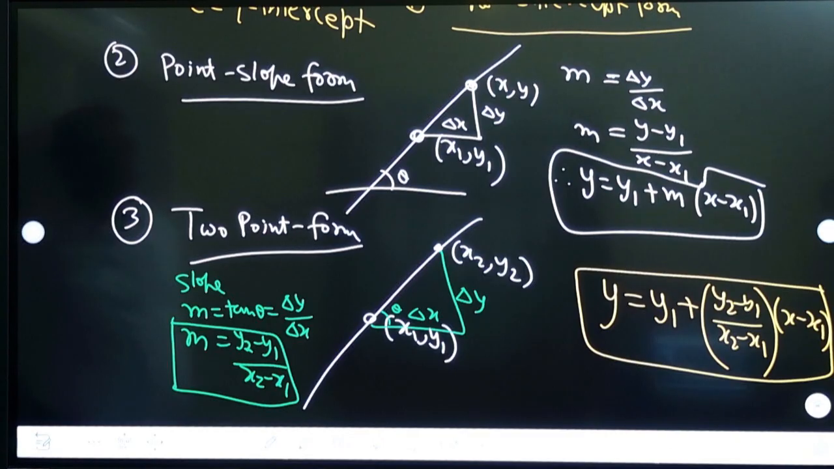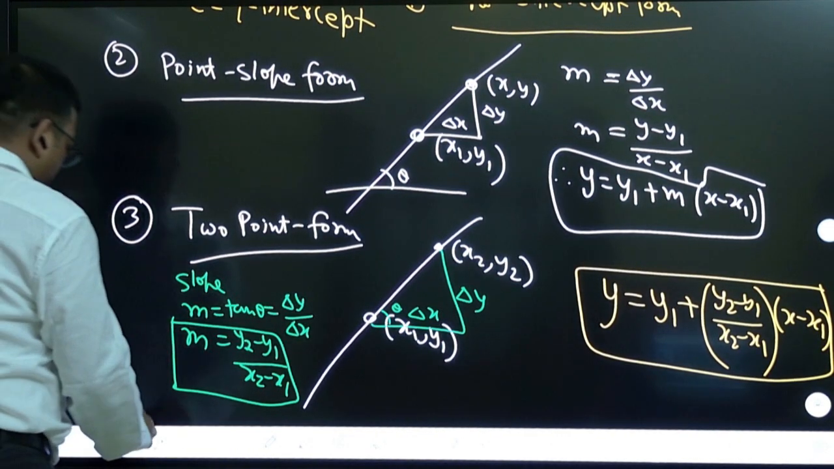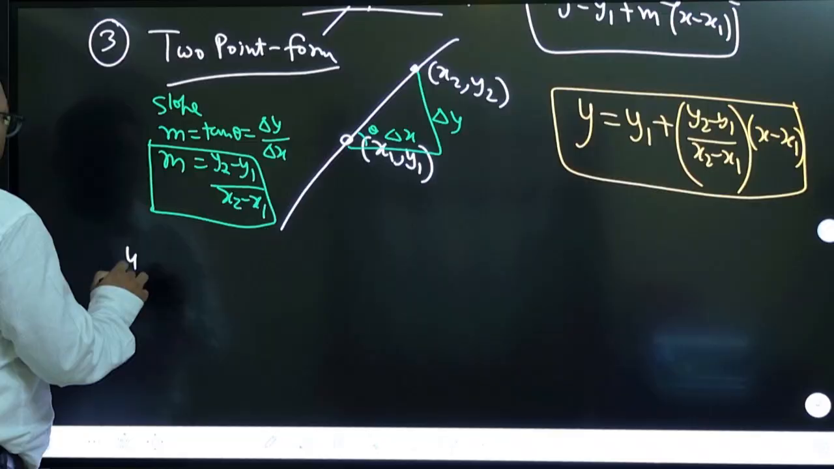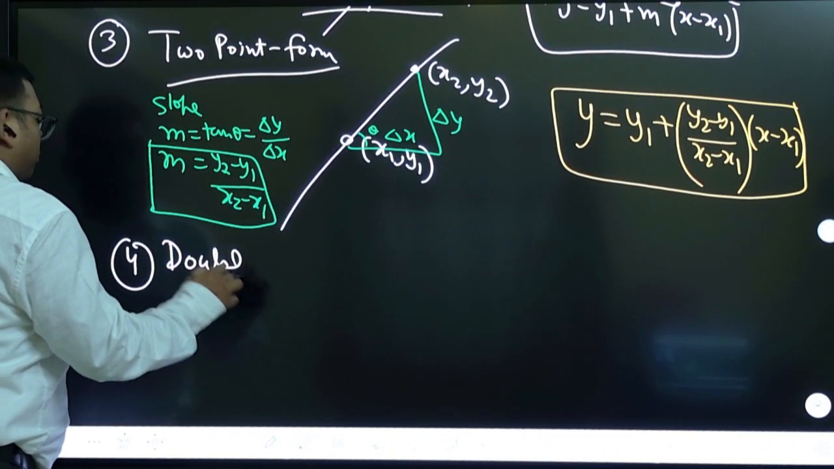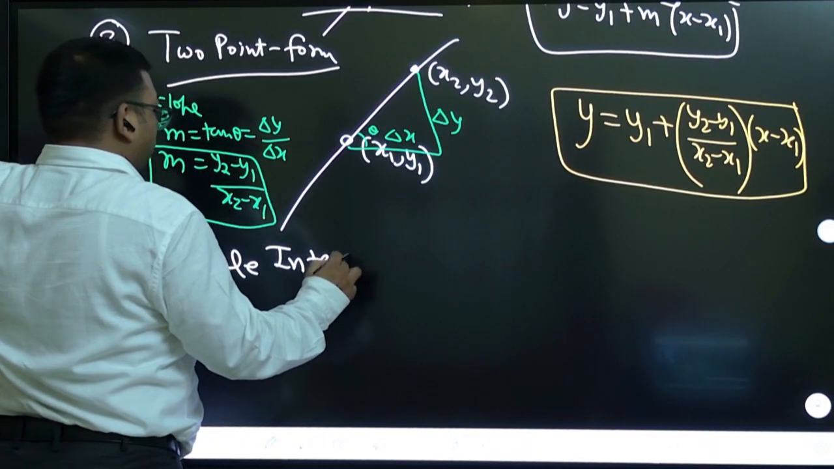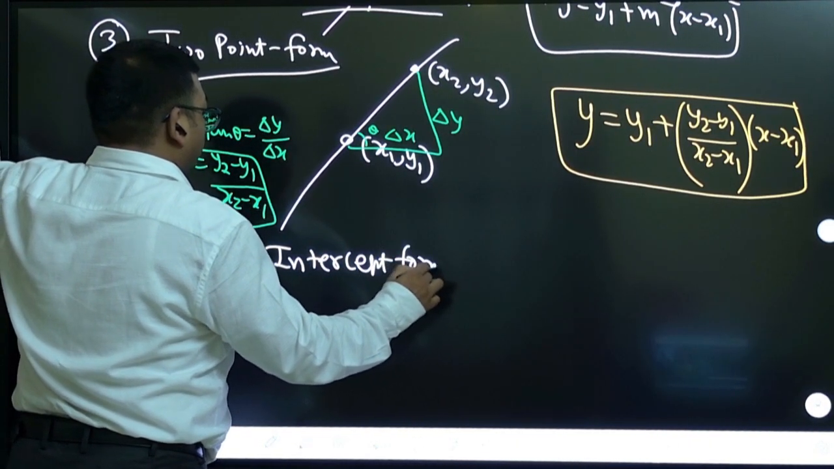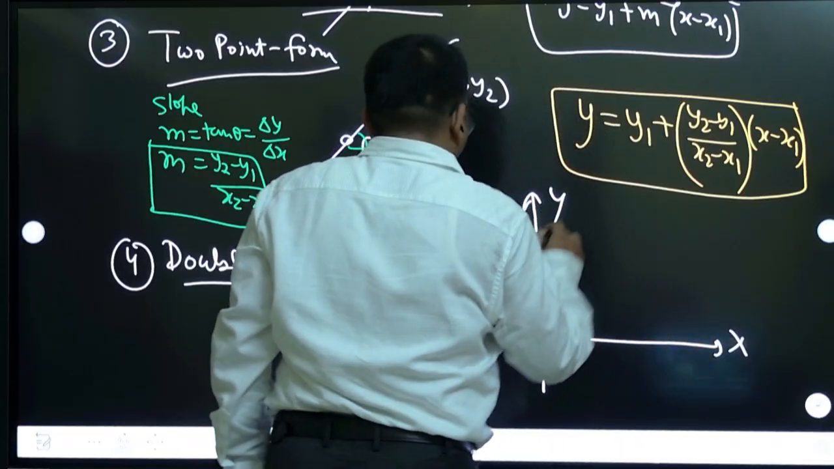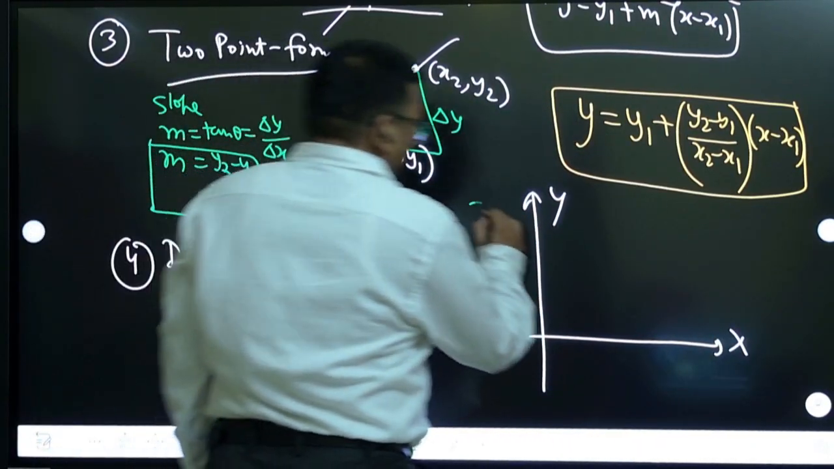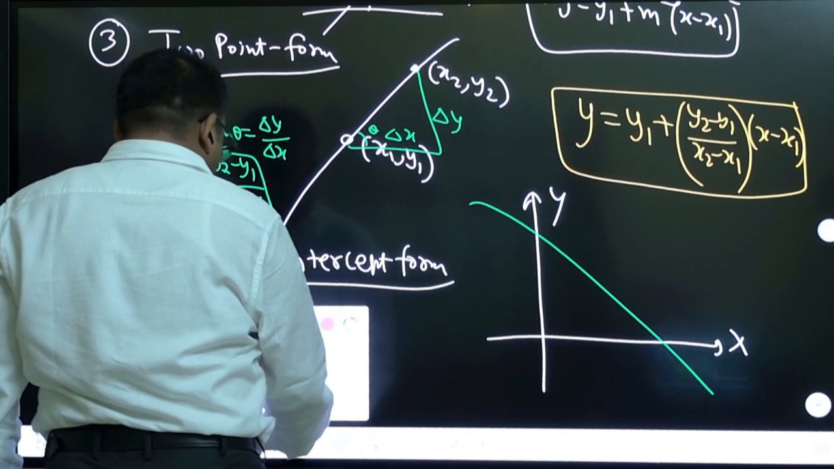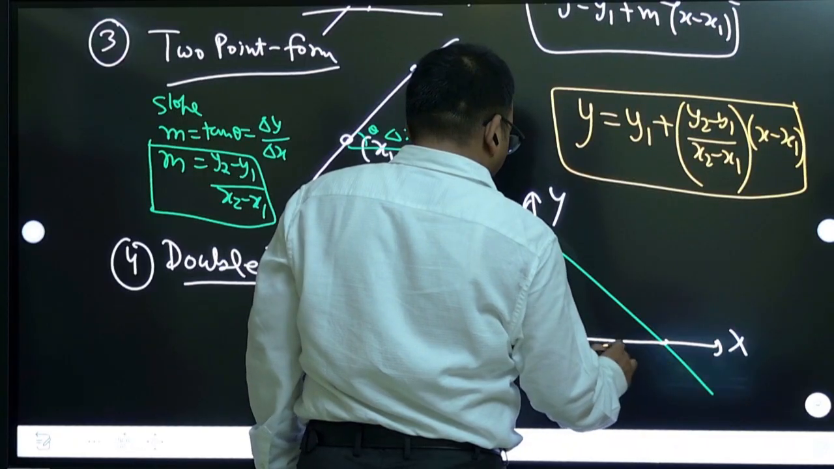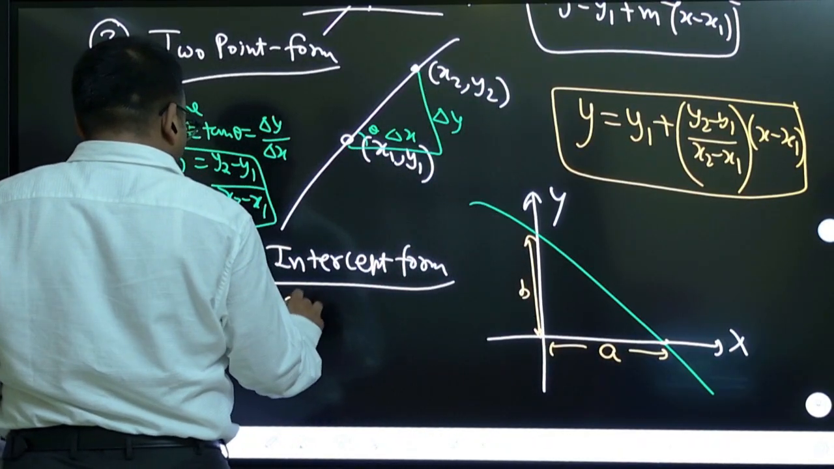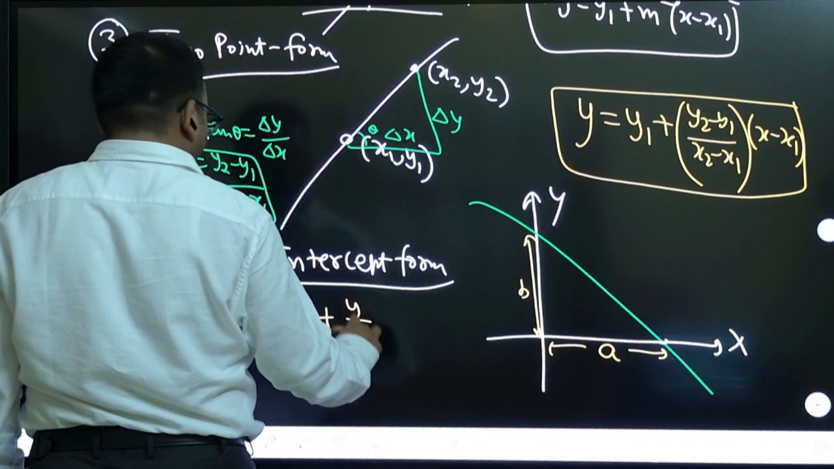Then what else? We have double intercept form also. Let us write in terms of double intercept. Double intercept form. So if there is a line which is having intercept on x-axis as a and on y-axis as b, then this equation is x by a plus y by b is equal to 1.